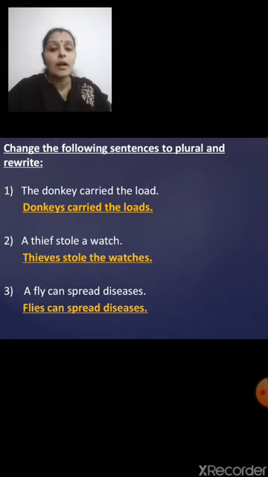Third one, a fly can spread diseases. A fly becomes flies. So flies can spread diseases. Done, children? Have you all written down this?